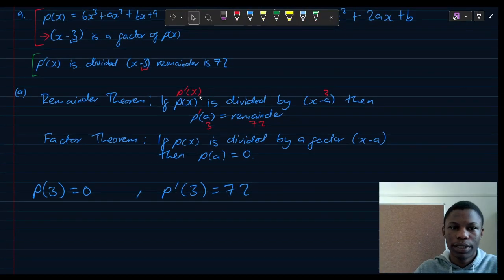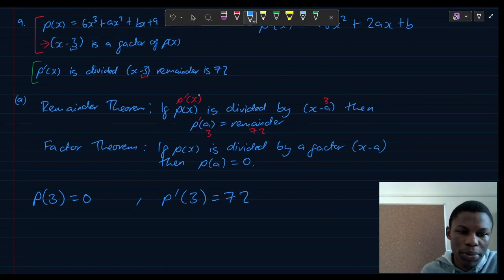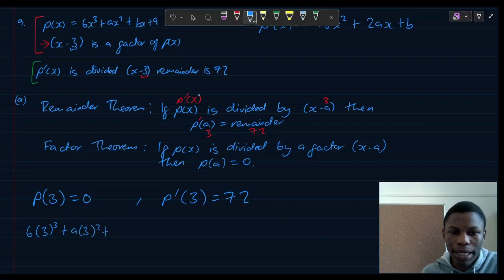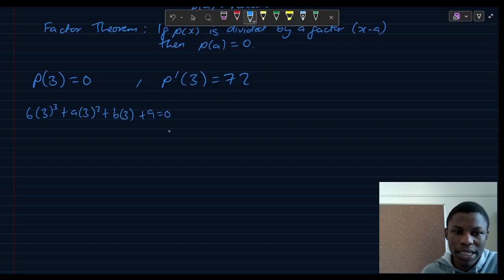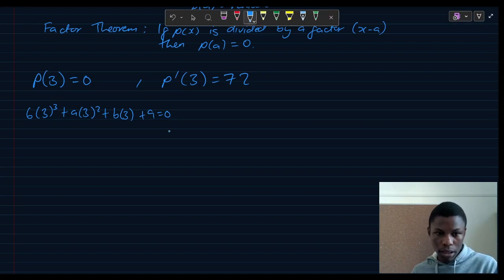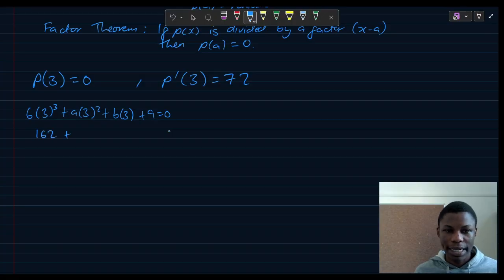And so now, if we substitute into the polynomial, p of 3 is equal to 0, so substitute x with 3 here. So that's 6 times 3 cubed plus a times 3 squared plus b times 3 plus 9, and this is all equal to 0. So 3 cubed, that's 3, 9, 27 multiplied by 6. That gives us 162 plus 3 squared, that's 9 times a, plus 3b plus 9 is 0.